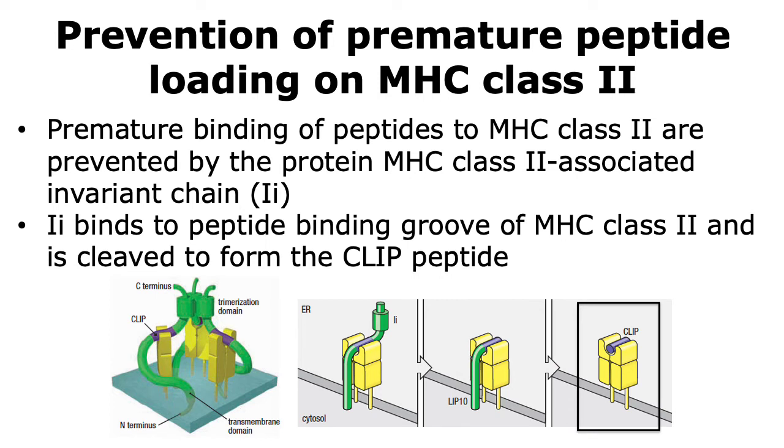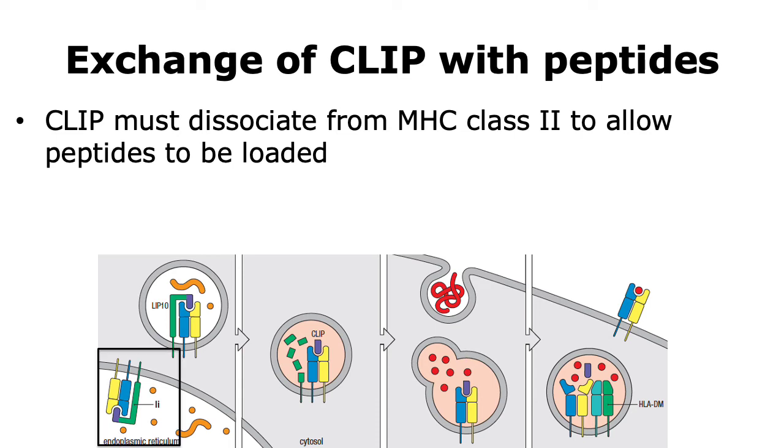Once it binds, it is cleaved to form a peptide, and this peptide that is formed is called the CLIP peptide. Thus, because of the presence of the CLIP peptide in the peptide binding groove of the MHC Class II molecules in the ER, we won't have premature binding of other peptides to the MHC Class II molecules. Thus, the MHC Class II that is present in the endoplasmic reticulum is able to associate with Ii, which does not allow premature binding of peptides to these MHC Class II molecules, and on eventual cleavage of Ii, the CLIP peptide will be bound to the MHC Class II.